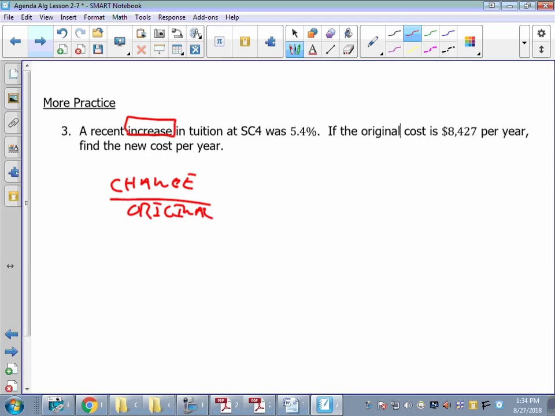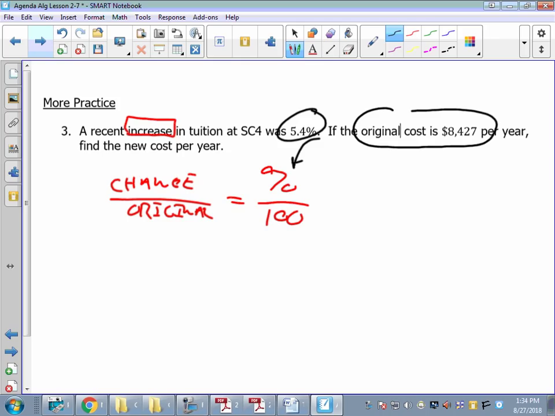Change over the original is going to be equal to percent over 100. A lot of stuff has been given to us here. We automatically see this 5.4% staring at us, so that's probably going to go right there. We know we've got an increase, something's happening, and we've got the original cost. It's kind of screaming at us here. The original cost is $84.27, so that's probably going to go all the way over to our original part over here.